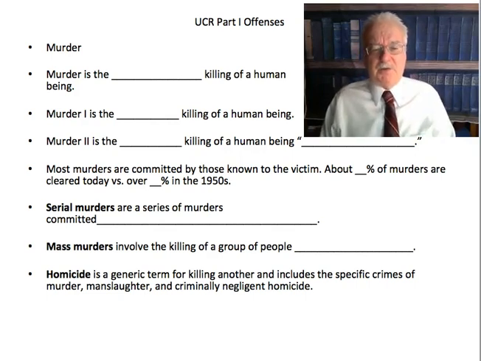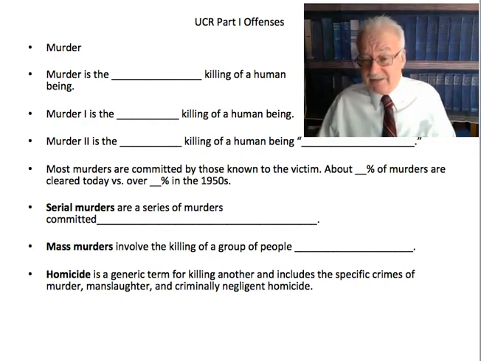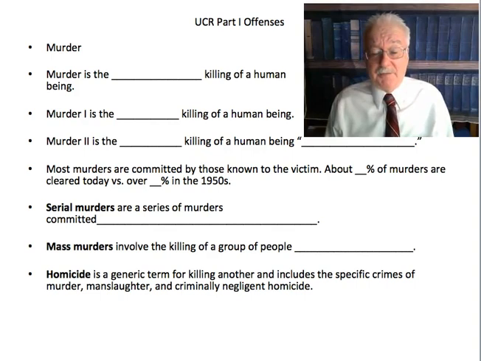Now let's also talk about the term homicide, because you'll hear this term mentioned, and some people think that it's the same as murder, and that's not exactly true. Homicide is a generic term for killing another person. It comes from two Latin words, hom, meaning human being, and the suffix side, meaning to kill, like an insecticide kills insects. Well, homicide is the killing of a human being. And it includes the specific crimes of murder, manslaughter, and criminally negligent homicide.